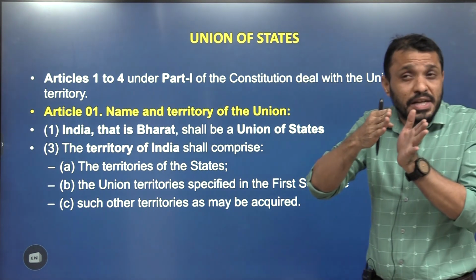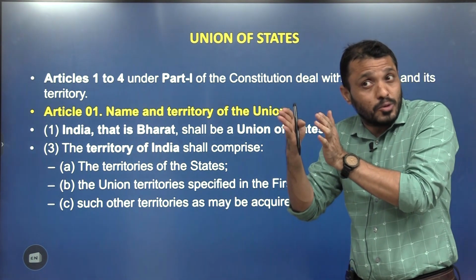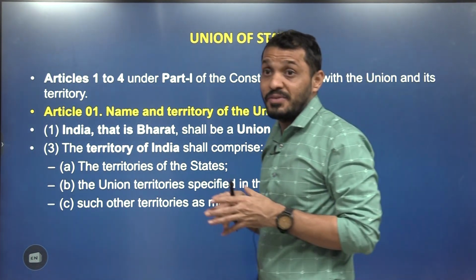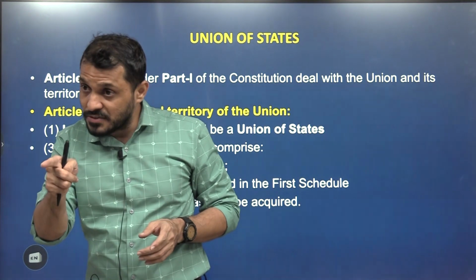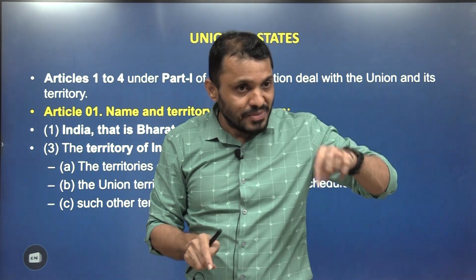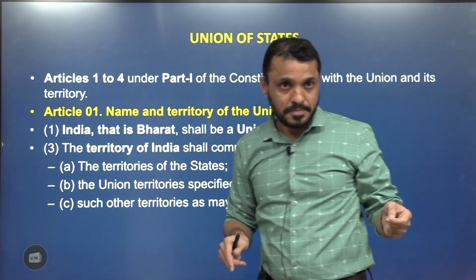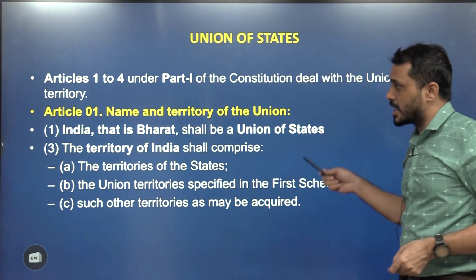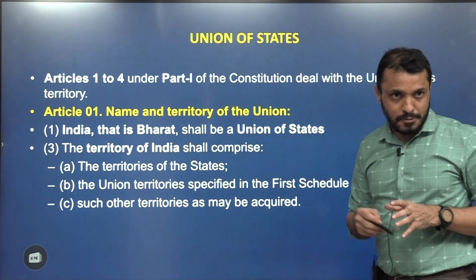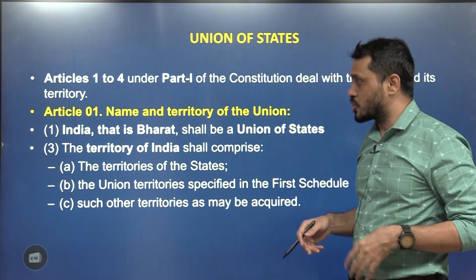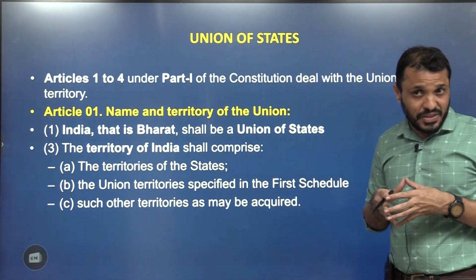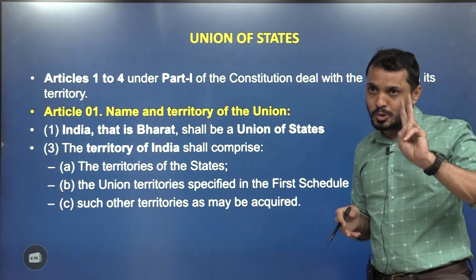Something from territory of India can go to Union of States, and something from Union of States can go to territory of India. For example, Jammu and Kashmir used to be part of Union of States. Now it went to the definition of territory of India because we downgraded it from state to UT. This thing you have to understand. Article 1 is talking about the name and the nature of the Indian Constitution and territory of India. The significance of Article 1 is that it gives two types of information.